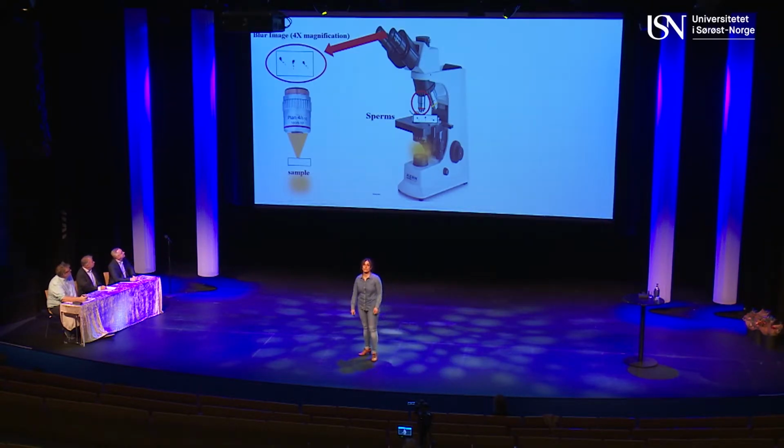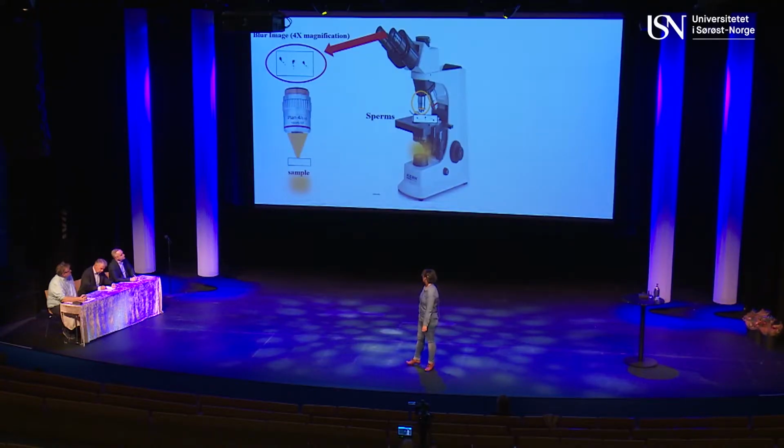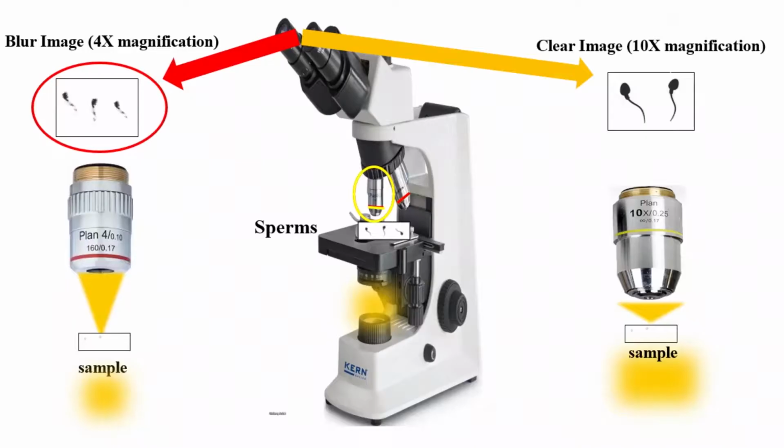But unfortunately, we don't have a clear image, just a blurry image of these 3 samples. But we can do other things. We can change the objective and magnify the image even 10 times bigger, as you can see here. But we are just able to see one of these sperms. We have unfortunately lost one of them.